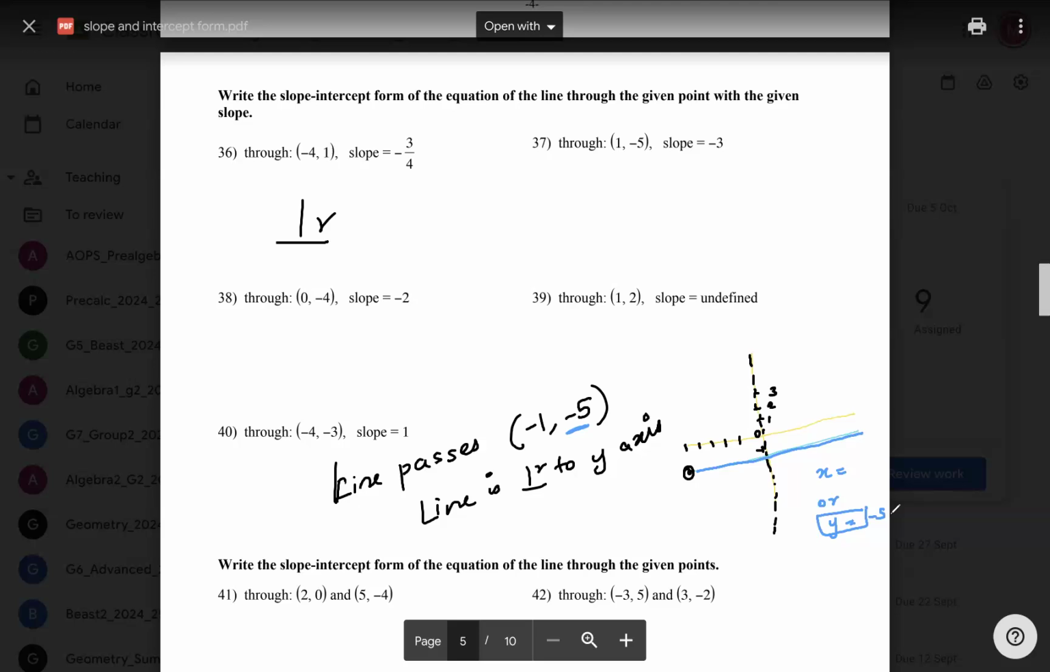Wait, I misunderstood. My answer was not y equal to. Yeah, that's why I'm saying. Did you understand now? But isn't it perpendicular to the y-axis? Oh, okay. Yeah. The line is perpendicular to the y-axis. It is, right? Okay, now I understand. This line is of the format y equal to. You get it? Yeah.